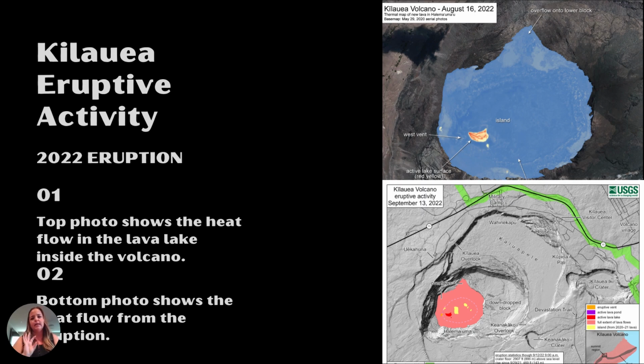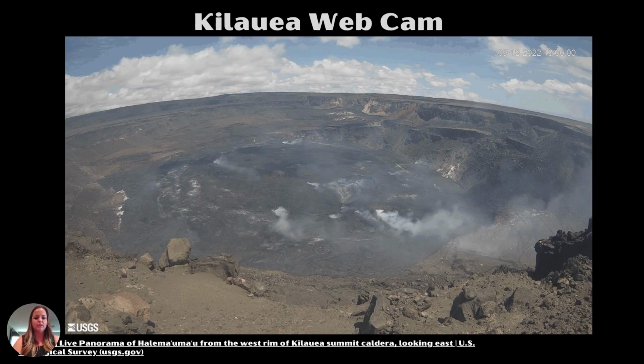Looking at some heat flow and eruptions. So the top photo shows you the heat flow, and you can see the red area is the hot area. So all of that is where the eruption was occurring. And then the bottom shows you the actual eruption extent and how hot everything was. So you can kind of see that there was some heat, but that real red in the center there is where the hottest point was, where material was coming out.